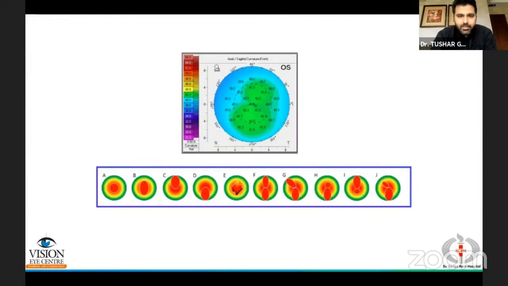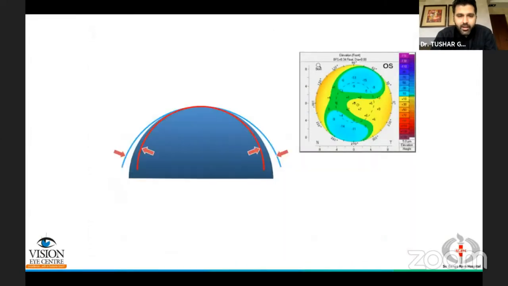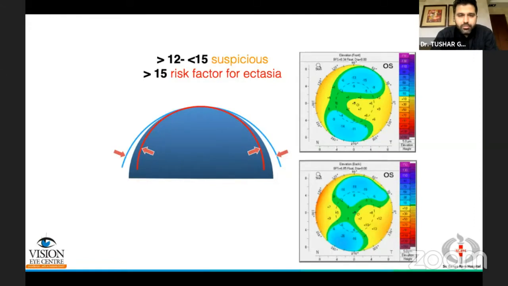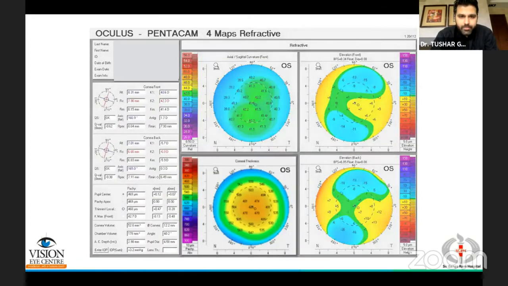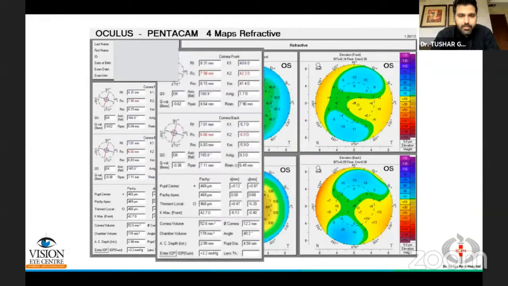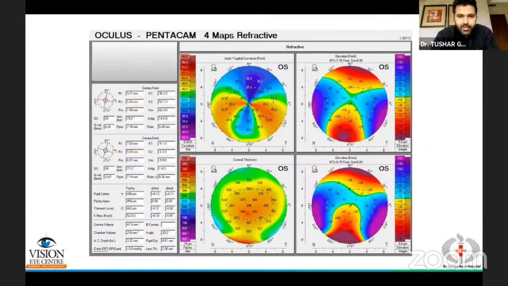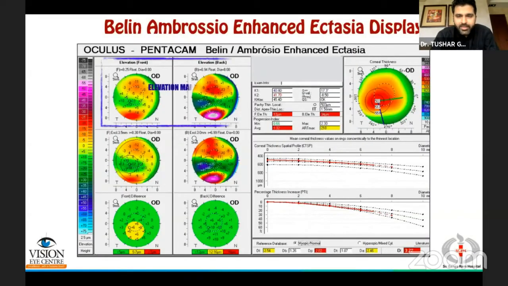These curvature maps and elevation maps, we are all very well aware of. They point out early ectasia and those individuals who are suspicious for ectasia as well. Again, the corneal thickness map here, this is where the numerical values are. So we are all good at picking up these cases of keratoconus. Like in this case, you can see steepening, elevation, thinning. This is a case of pellucid marginal degeneration, as you would know: the crab claw pattern, inferior elevation, thinning. So just an overview of the basics to begin with.